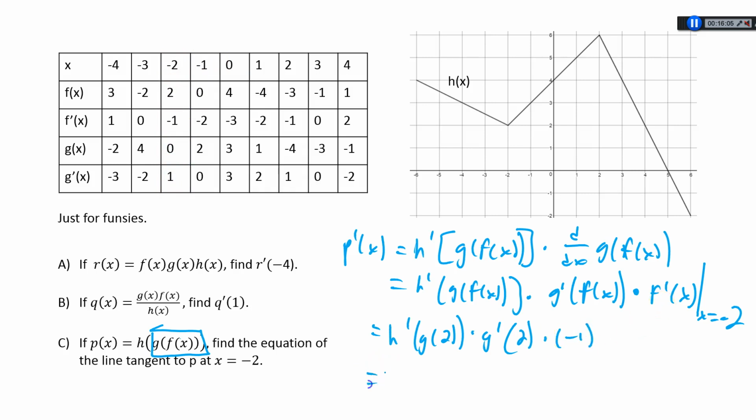All right, so this is h prime of g of 2, so g of 2 is -4, times g prime of 2, we can find that now, g prime of 2 is 1, times -1. H prime of -4 is -1/2, times 1 times -1 is +1/2. That one wasn't as bad as I thought it was going to be. That nesting of functions can get kind of nasty quickly because you have to keep unwrapping one more layer every time. But this wasn't too bad.